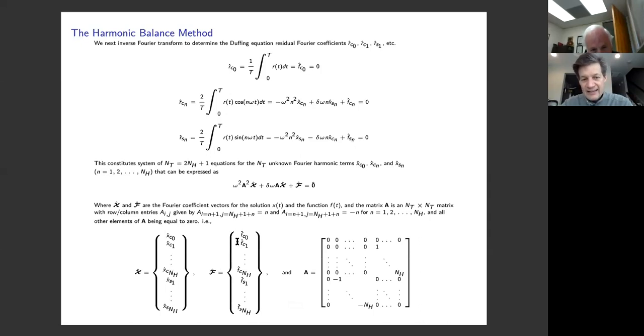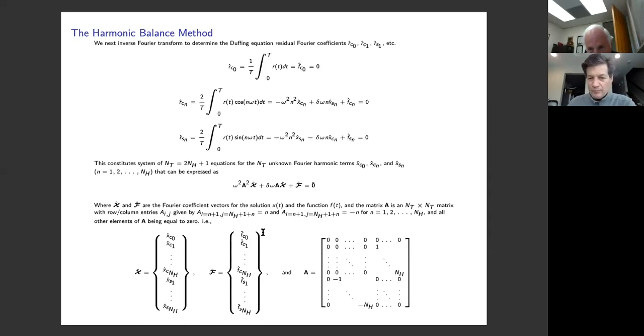This f hat is now the expansion of this non-analytic nonlinearity function that we're dealing with. And then A is this matrix here, which I'll show, but it's basically a pseudospectral representation of the time derivative d/dt. The problem is that we can't really deal with this because we don't know what these Fourier coefficients for this non-analytic function are. So we need a way to get around that.